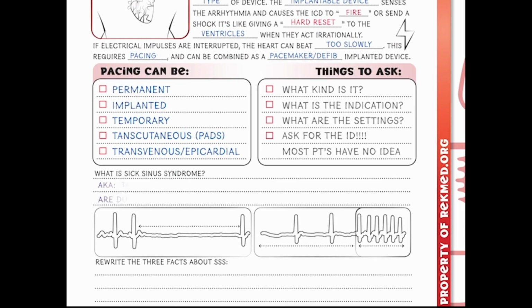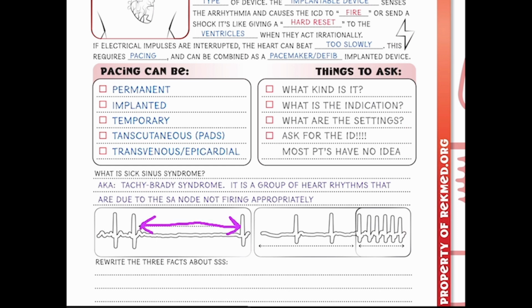So what is sick sinus syndrome? Well, this is also known as tachy-brady syndrome and is a group of heart rhythms that are due to the SA node not firing appropriately. So we're going to see alternating bradycardia and tachycardia with pauses and stops in our rhythm. And because of all the flipping of rhythms, the patient's cardiac output is going to be compromised and it can go into cardiac arrest. So if we look here in this brady part, we see this really long pause followed by recapturing and then into this tachy rhythm here.